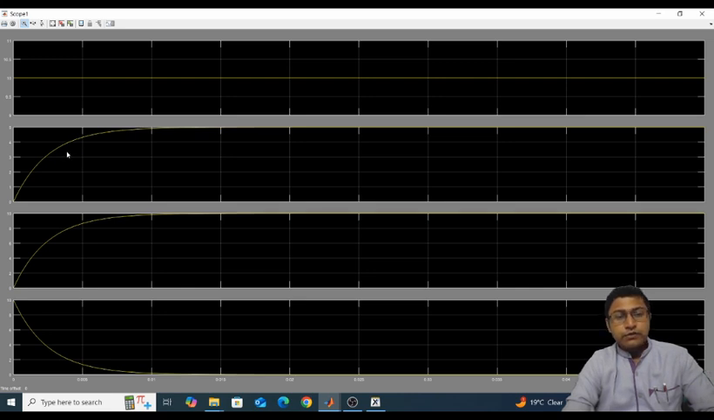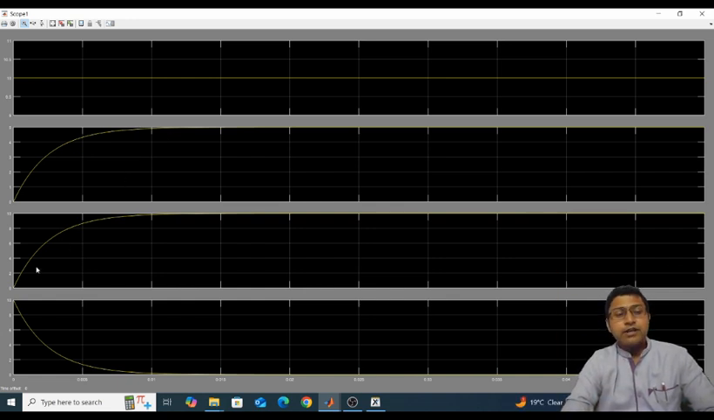The second one is the source current. It starts from 0 and will settle at the final value of 5 ampere. The steady state value of the current I is equal to V by R. Here V is the 10 volt DC voltage and R is 2 ohms, so the current is V by R, simply 5 ampere.